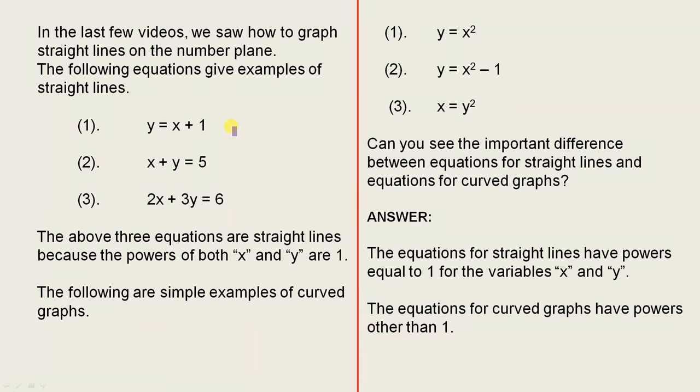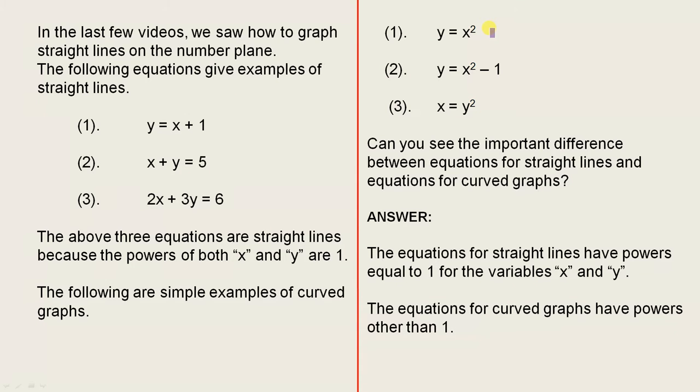The first one is y equals x plus 1. Next we have x plus y equals 5. And the third example is 2x plus 3y equals 6. The above three equations are straight lines because the powers of both x and y are 1. So that's y to the power of 1, x to the power of 1, and it's the same for the next two. The following are simple examples of curved graphs.